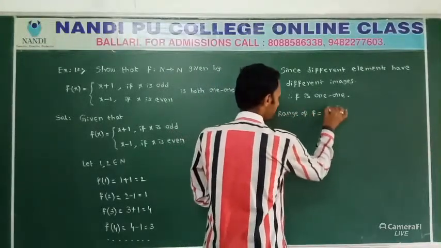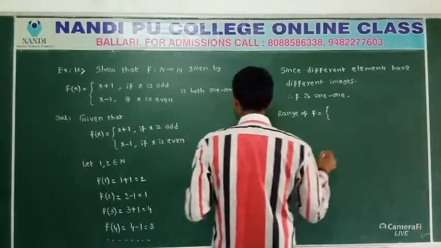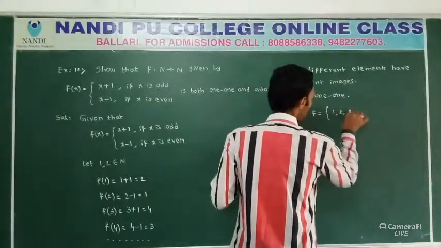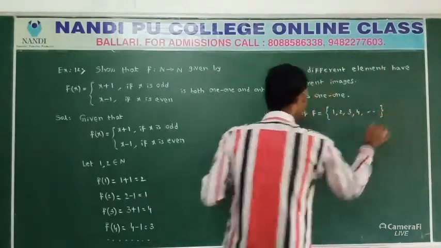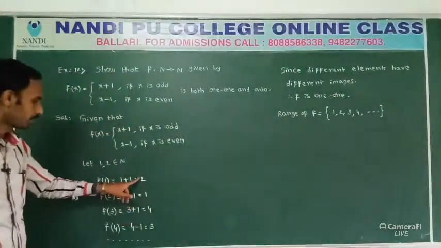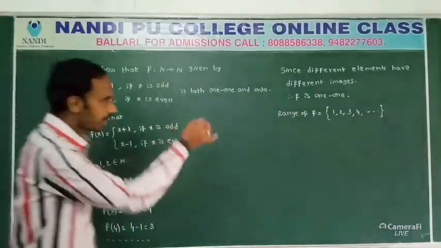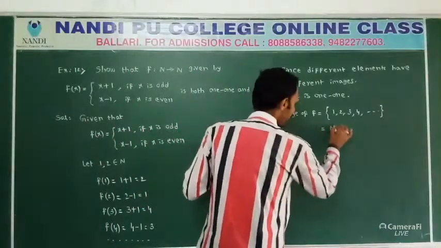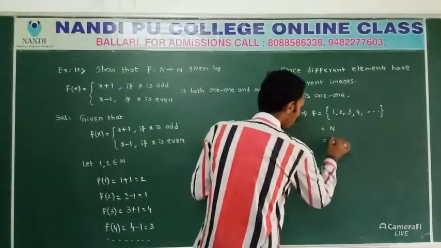Range of f is equal to the set of images. Images are written in order: 1, 2, 3, 4 and so on. This is nothing but our natural numbers only. That is nothing but our codomain.